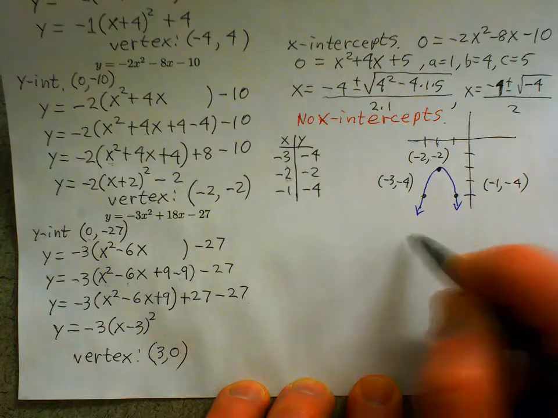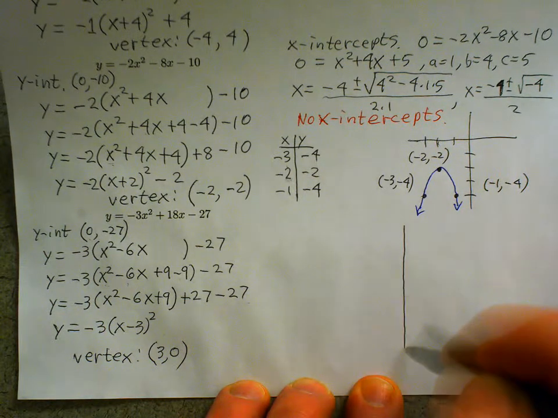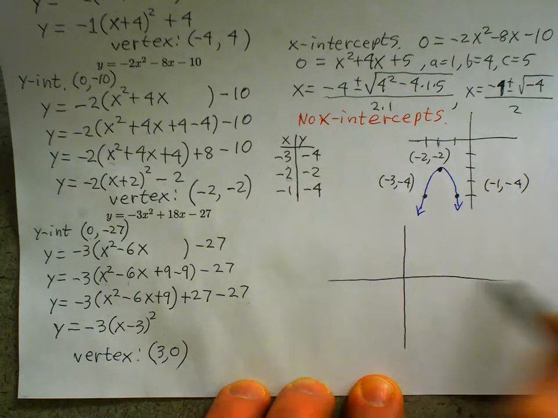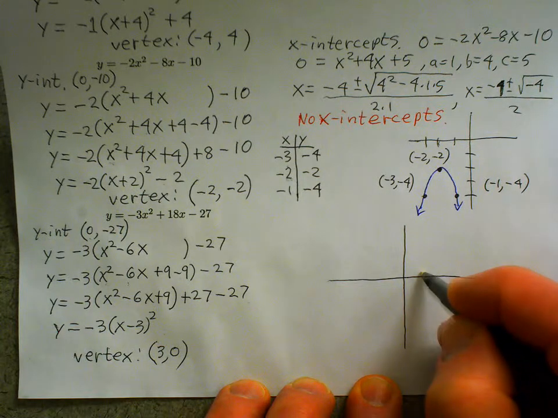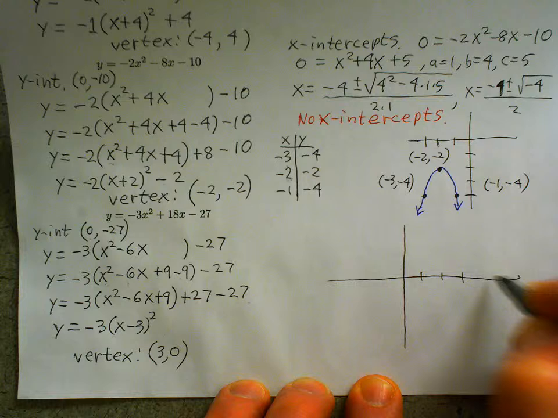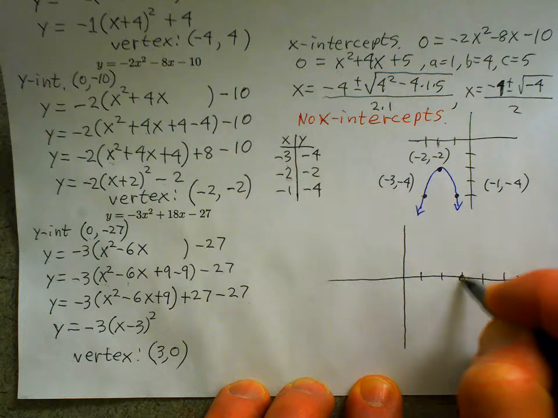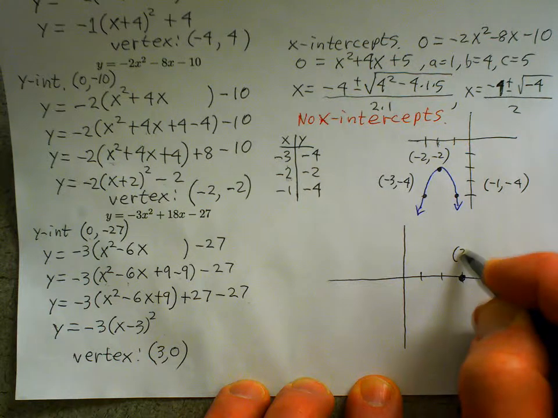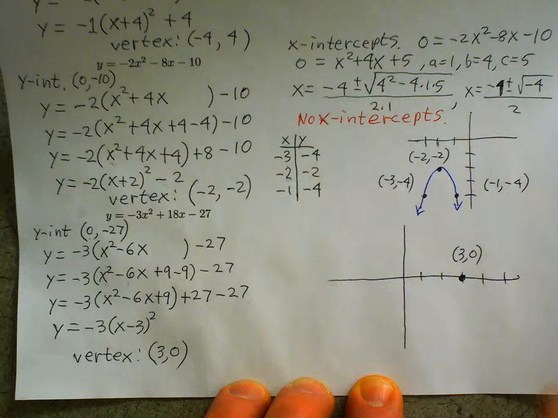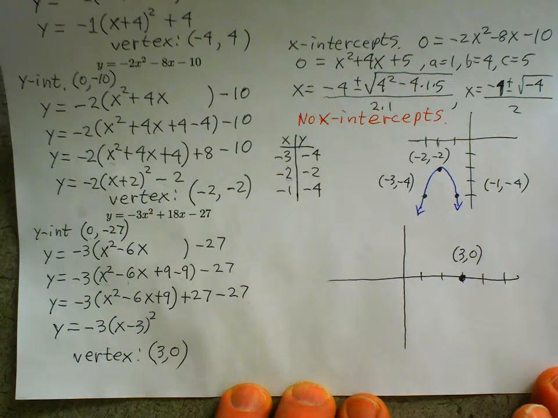But we do need a couple of more ordered pairs. So we'll plot the vertex 3, 0 and label it 3, 0.